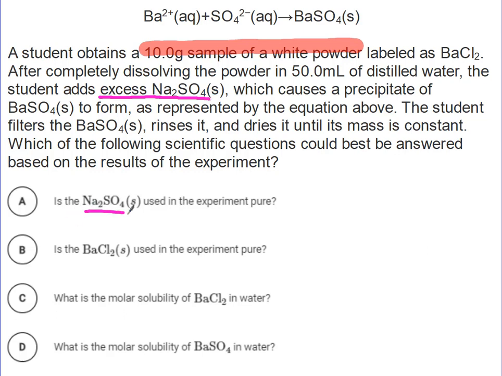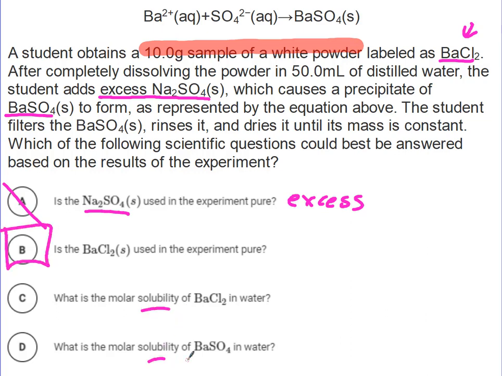We would not be testing to see if sodium sulfate is pure because sodium sulfate is in excess, which means if it wasn't pure, we wouldn't know because we're using more than we needed to for the problem. We do want to know if barium chloride is pure or not because all of our barium chloride reacted, so the percent of barium in barium sulfate can be tied back to the percent of barium in our starting barium chloride to see is the substance pure or not.